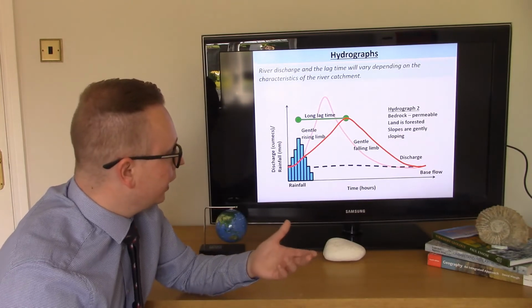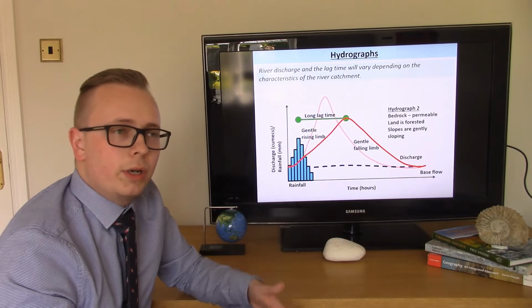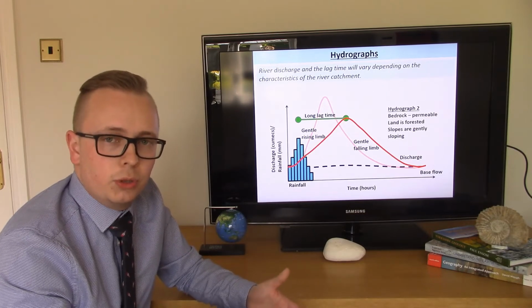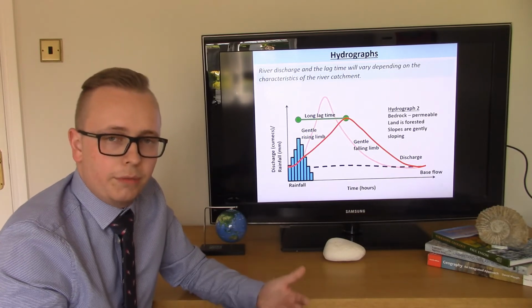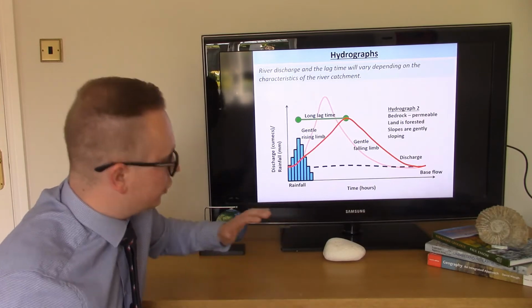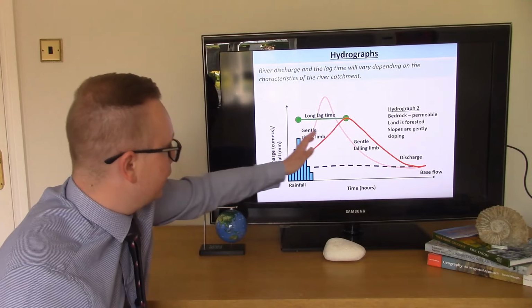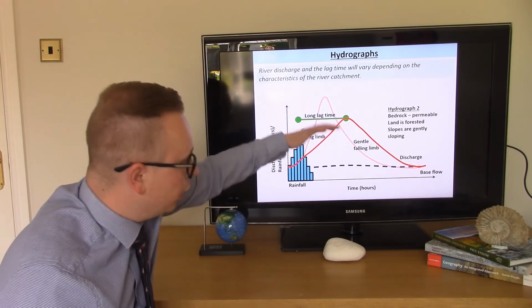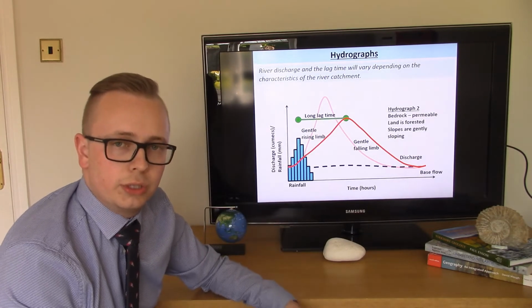And this is why, as a response to flooding, using more natural methods of flood management, so reforesting the upland areas, is becoming a very popular response to try to tackle flood risk. If you forest up lots of areas, you're increasing the lag time, and overall lowering that peak discharge, reducing damage downstream.